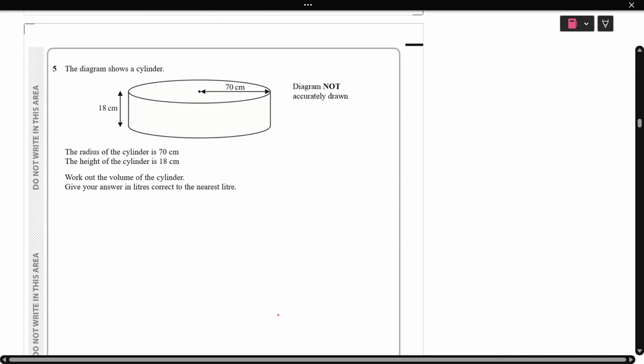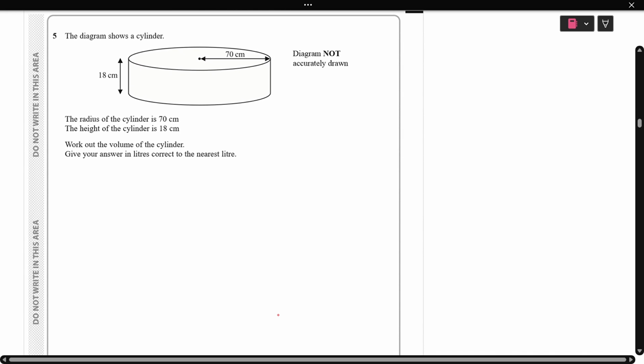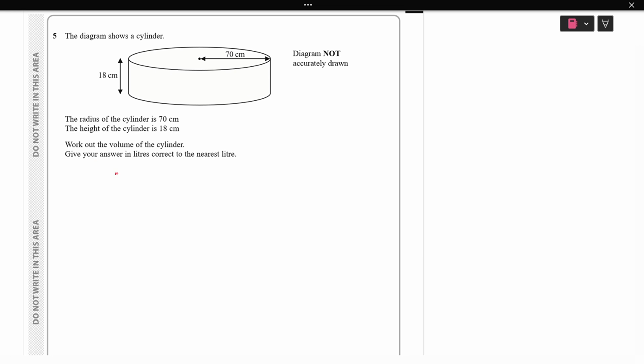Okay, question 5, the diagram shows a cylinder. The cylinder radius and height are given, so we need to find the volume. The volume of a cylinder is pi r square h, which is pi times 70 square times 18. When we calculate, we'll get 277088472 centimeter cube.